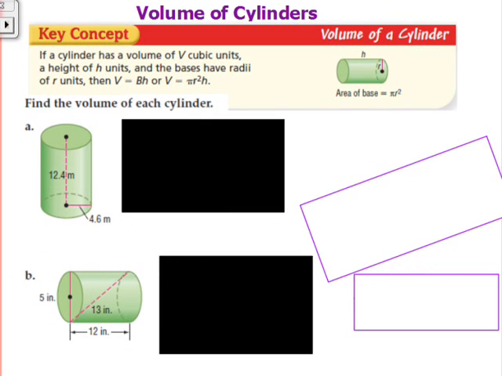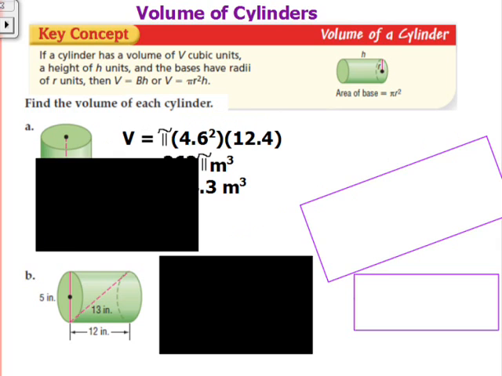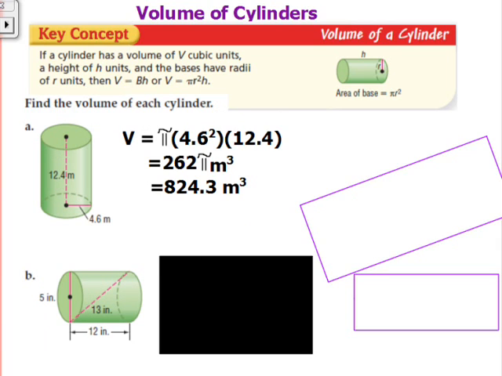The volume formula for a cylinder is the same as for a triangular prism. The difference is that now, instead of using 1/2 times base times height for the area of the triangle, which was the base, we use the formula for a circle, pi r squared, times the height. Looking at example A, we have 12.4 times 4.6 squared times pi. We're just multiplying those. The formula is pi r squared times the height.